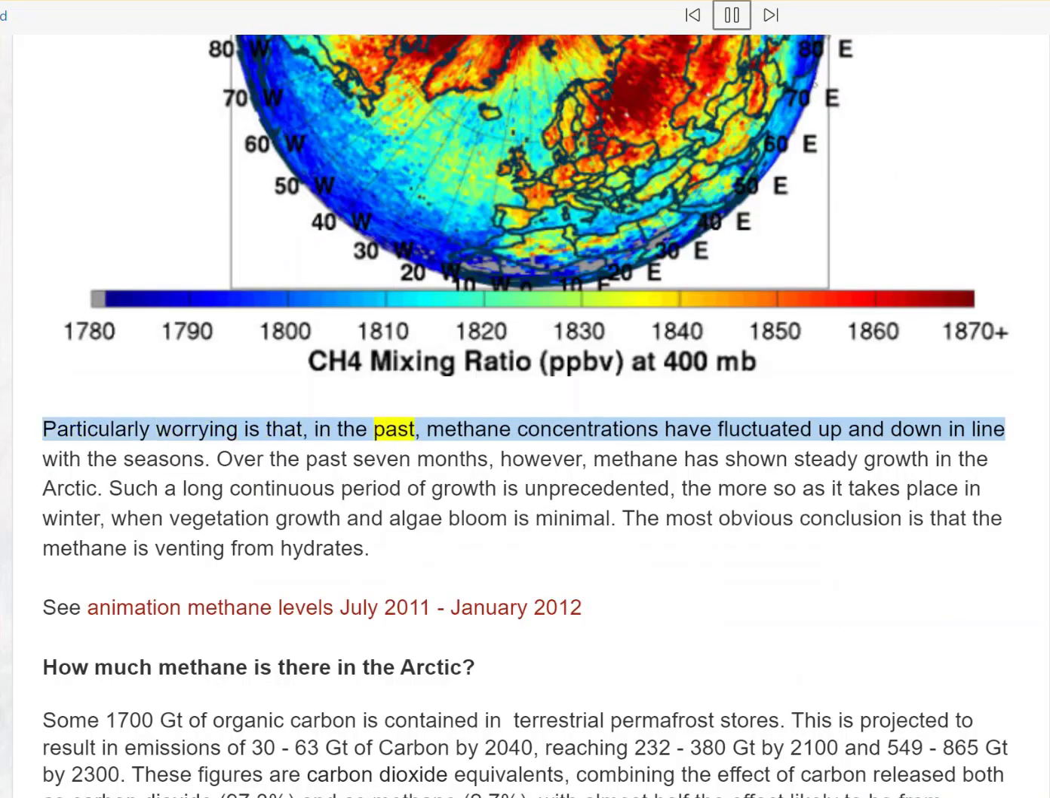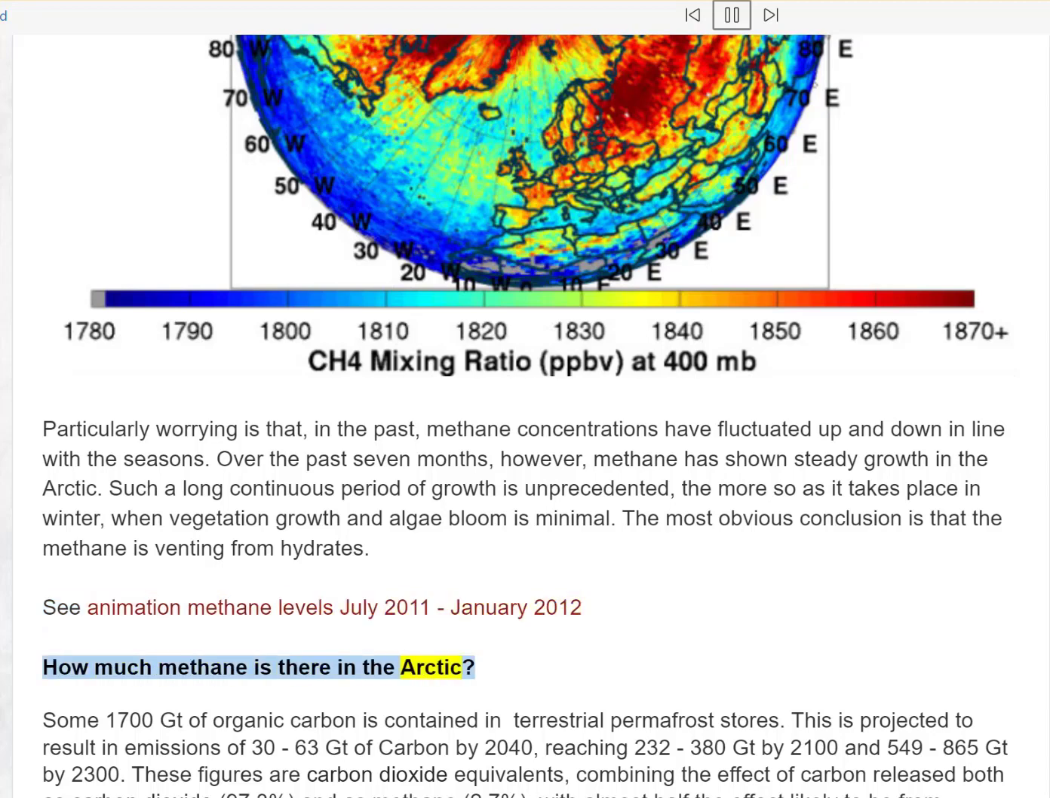Particularly worrying is that, in the past, methane concentrations have fluctuated up and down in line with the seasons. Over the past 7 months, however, methane has shown steady growth in the Arctic. Such a long continuous period of growth is unprecedented, the more so as it takes place in winter, when vegetation growth and algae bloom is minimal. The most obvious conclusion is that the methane is venting from hydrates. See animation: methane levels July 2011 to January 2012.